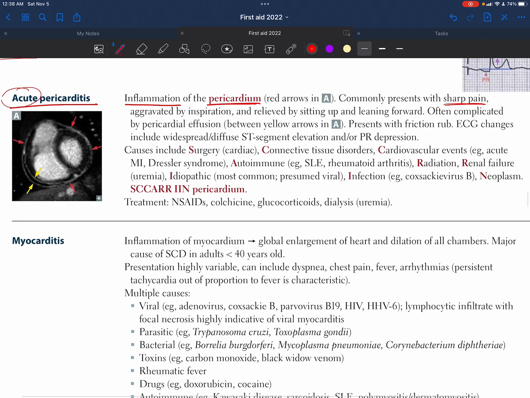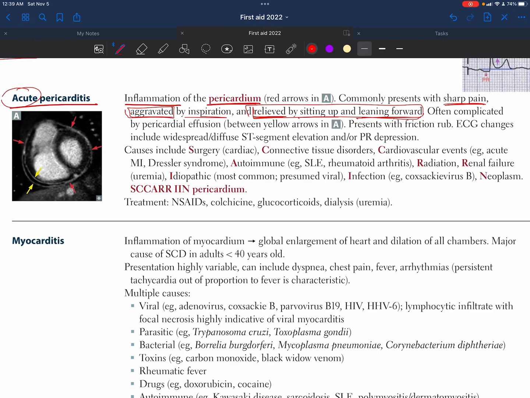Well, it's acute, so sharp pain aggravated by inspiration, and relieved by sitting up and leaning forward. So that is something that I've seen in New World. This is the description of acute pericarditis. It's relieved by sitting up and leaning forward.